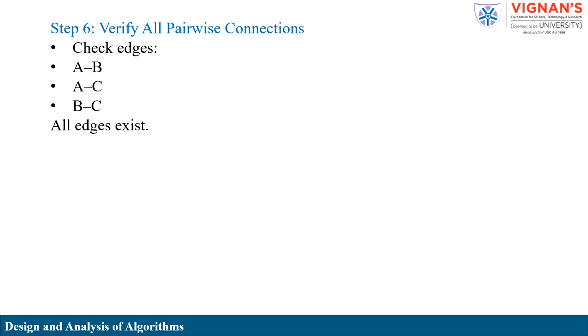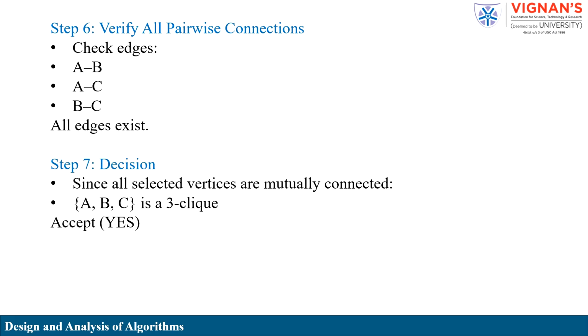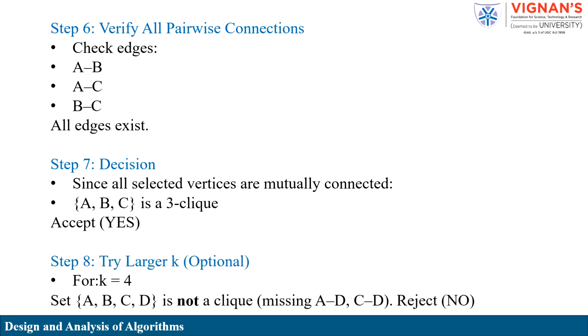Now moving to step 7, the decision step. Since all the selected vertices are mutually connected, the set A, B, and C forms a 3-clique. Therefore, the answer is accepted, yes. In step 8, we try a larger value of K, which is K equal to 4. We consider the set A, B, C, and D. This set is not a clique because the edges A to D and C to D are missing. Hence, the result is rejected, no.